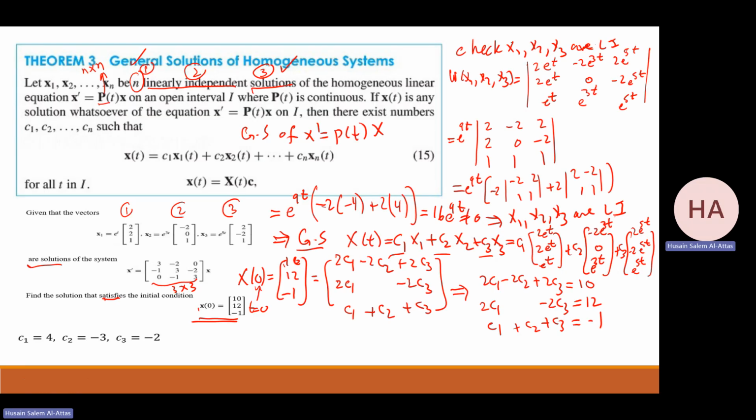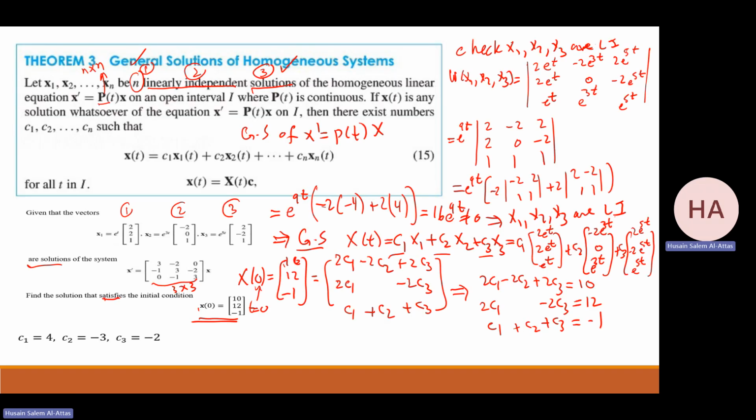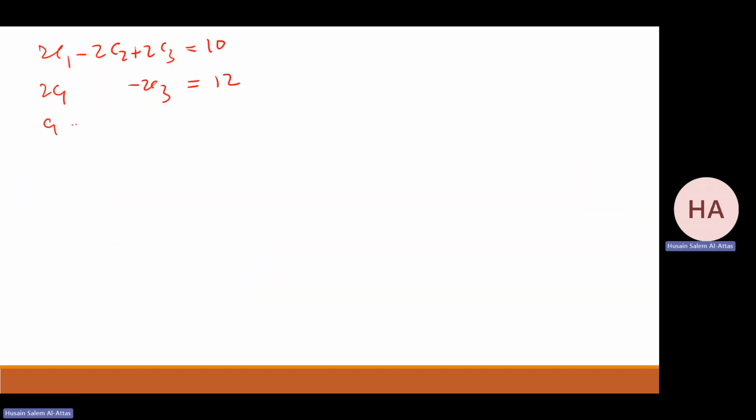Okay. Let me write the system again. 2c1 minus 2c2 plus 2c3 equals 10. You have three equations, three unknowns. Do it the way you like. 2c1 minus 2c3 equals 12. Correct? And c1 plus c2 plus c3 equals minus 1. Yeah, you can do it by Gauss elimination. Let me do it by Gauss elimination.